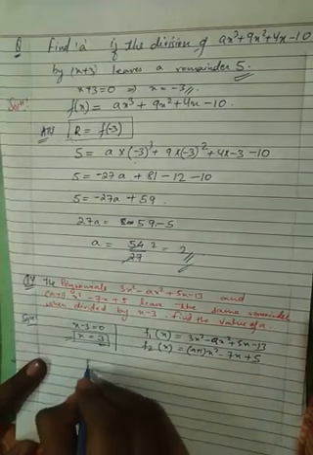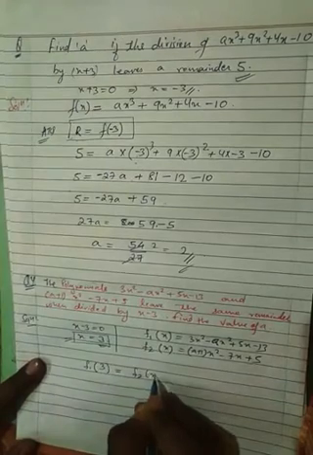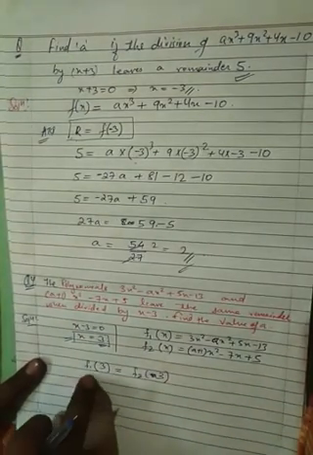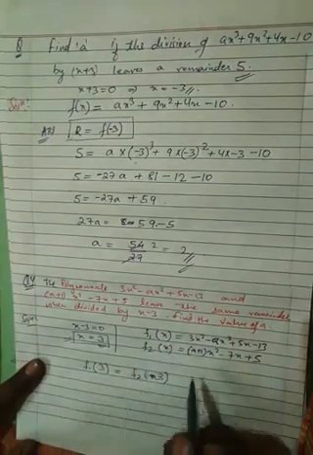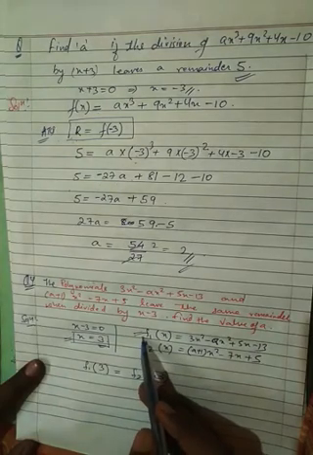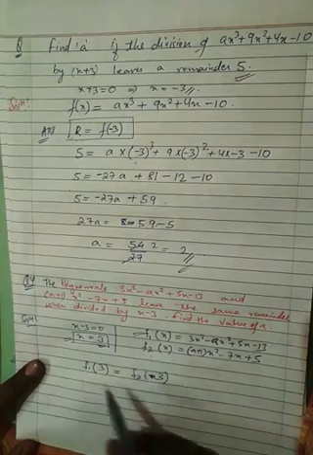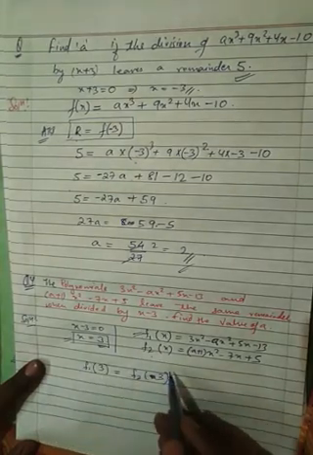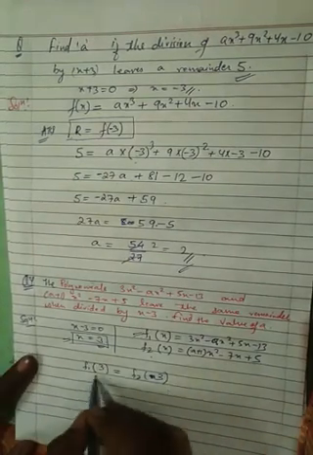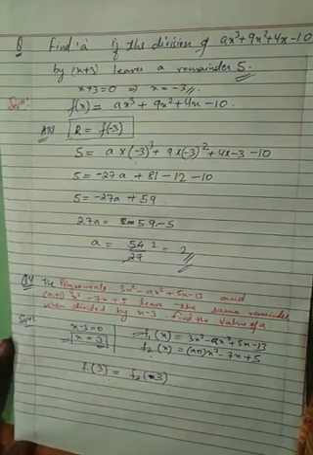It means what? f1 of 3 will be equal to f2 of 3. The remainders are the same. Now the remainder for each case, how do we find it? For the first polynomial, the first function of x, I can find the remainder by applying f1 of 3. Here I have to calculate f2 of 3. Now in both the cases the remainders are the same, so we can write f1 of 3 equals f2 of 3. Now substitute the value of 3 in this equation and this equation, and we will get the value of a from there. So first let's start solving it.